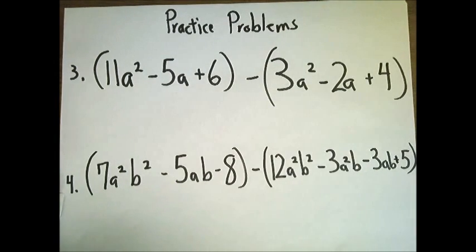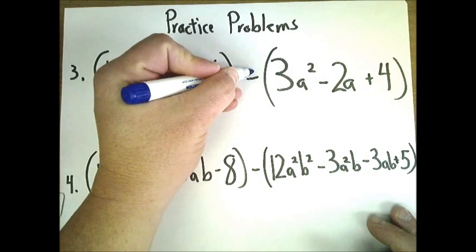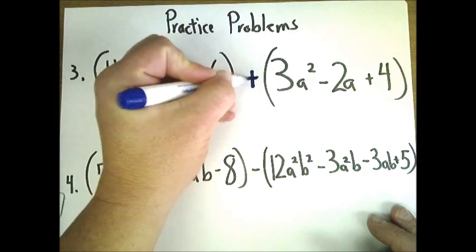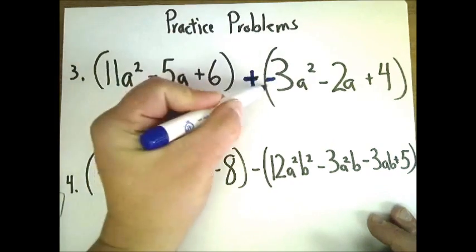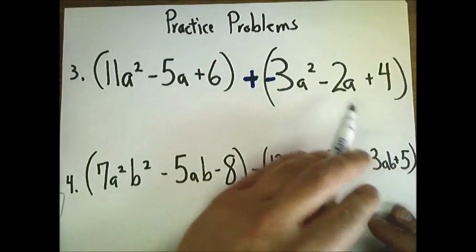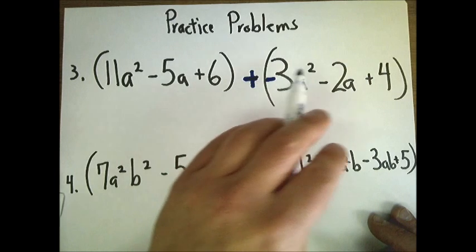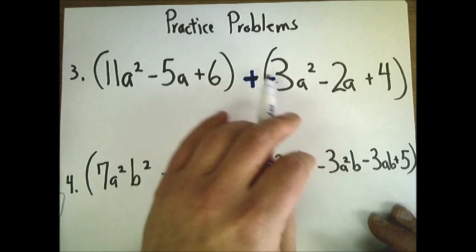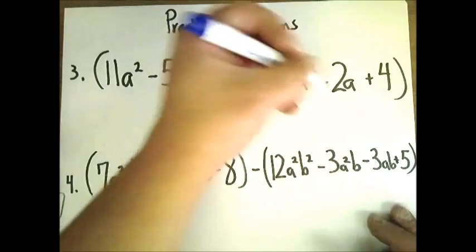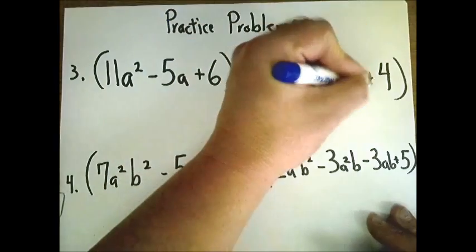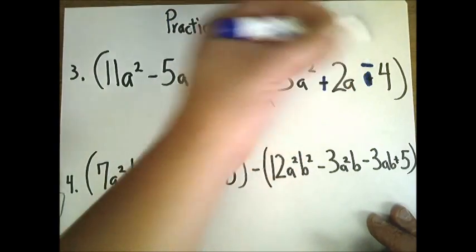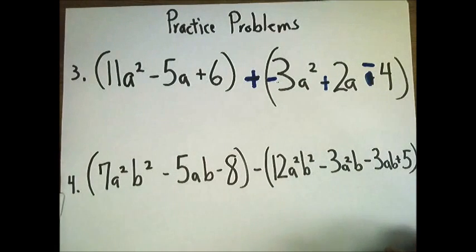All right, hopefully that wasn't too miserable. Let's do number 3. So the first thing I'm going to do is change the signs after that minus. I'm going to change this to a plus. By the way, the reason that I can do this is because I'm going to treat it like a distributive property where I do negative 1 times positive 3, which makes it negative 3. Negative 1 times negative 2 would make it positive 2. And this 4 is positive 4, so negative 1 times positive 4 would change it to a negative 4.